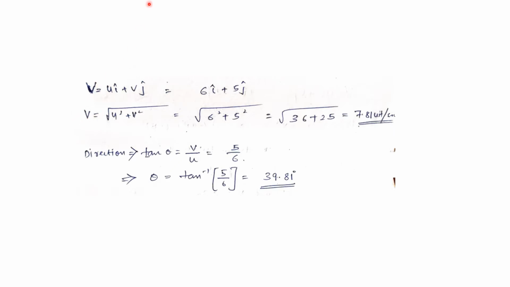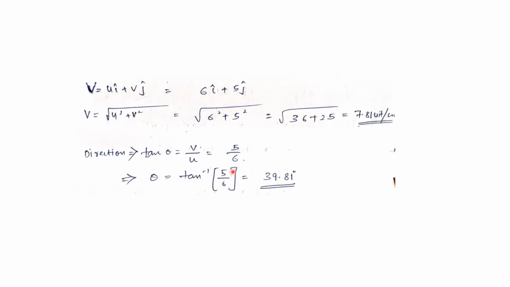So substituting that, you will get v is equal to square root of u square plus v square, or square root of 6 square plus 5 square. 6 squared would be 36 plus 5 squared, which is 25. The square root of 36 plus 25, that is 61, would be 7.81 units per second. That is the magnitude of the total velocity for this fluid flow.